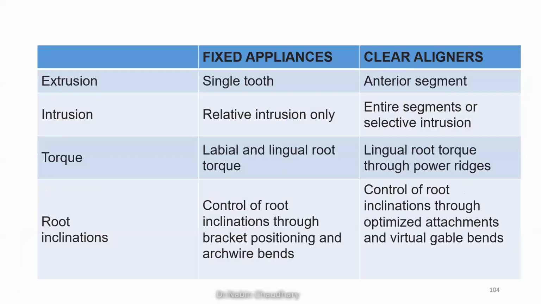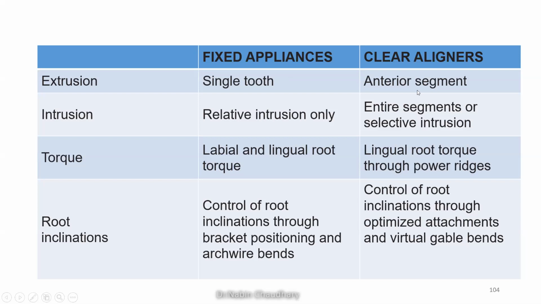In case of the fixed appliances, the extrusion generally can be performed for single teeth. For example, in the high placed canine, the extrusion of the canine will result in the intrusion of the other adjacent tooth. Whereas in case of clear aligners, the extrusion of the whole anterior segment can be performed. And in case of the intrusion, when we use the continuous archwire, the relative intrusion will only take place in case of fixed appliances.